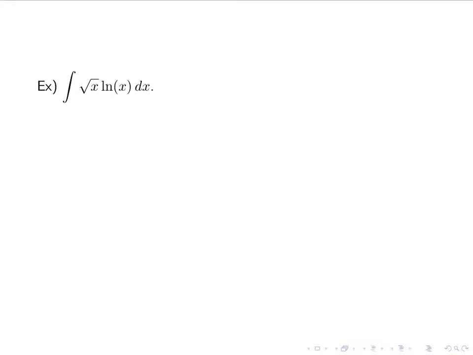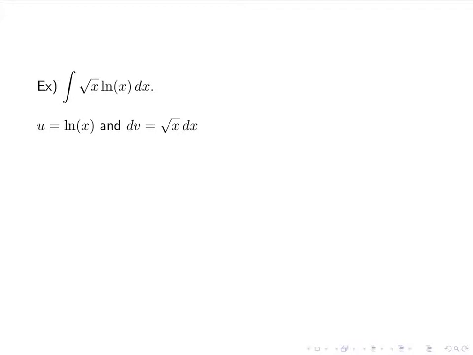Let's try another one. The integral of the square root of x times ln of x. So again, we need a u, we need a dv. So again, we're going to go down that LIPET list. And right off the bat, we've got a logarithm. So u is going to be ln of x. dv is everything else. So the square root of x dx.